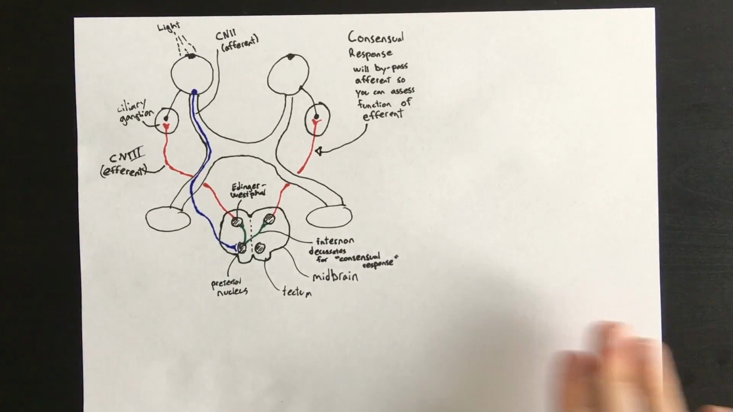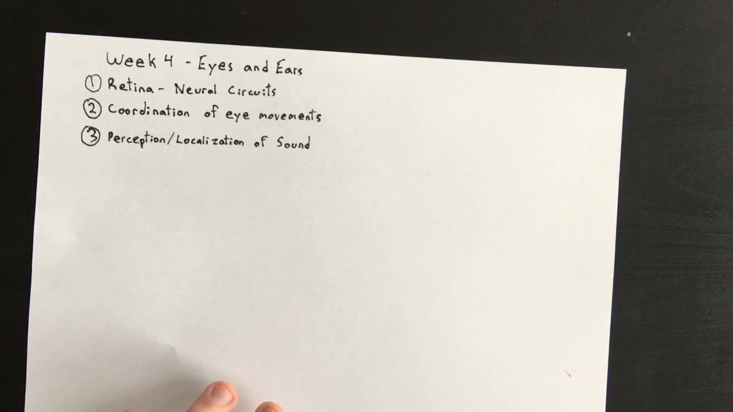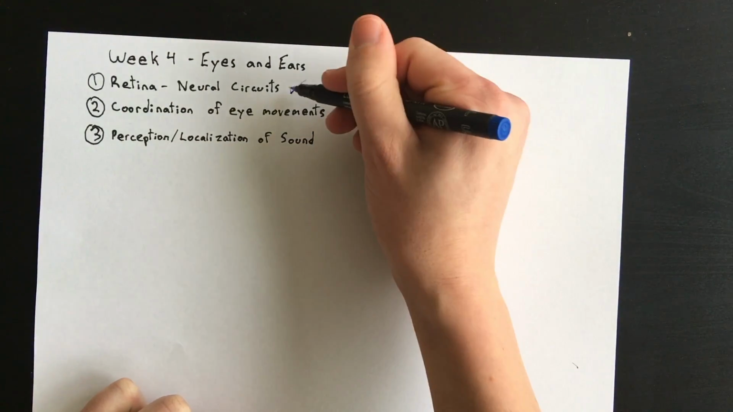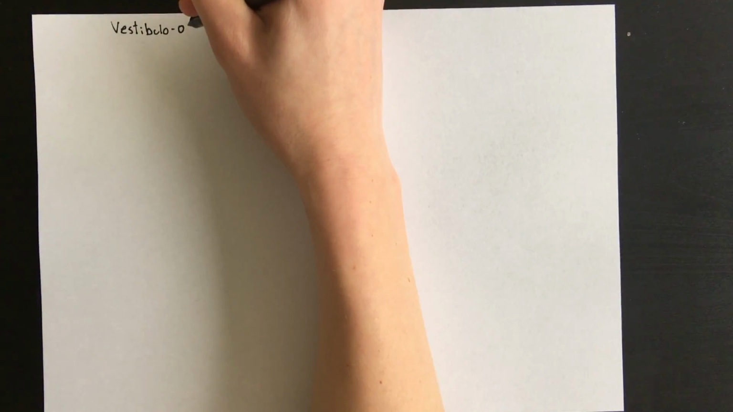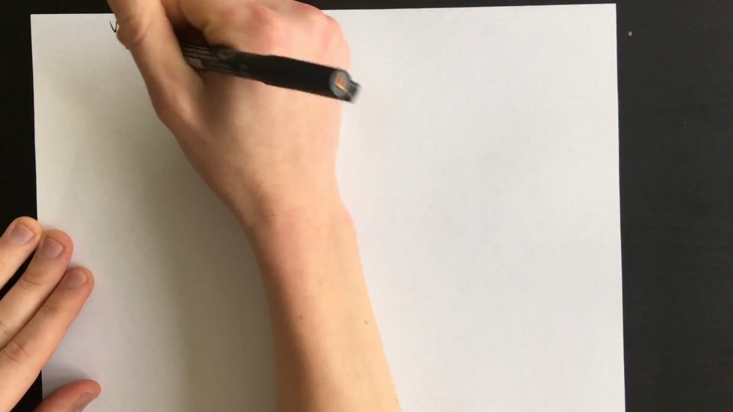This completes our first objective, reviewing the retina and the neural circuits projected from the retina. Next, we'll move on to the coordination of eye movements. And to do this, I'd like to use the example of the vestibuloocular reflex.